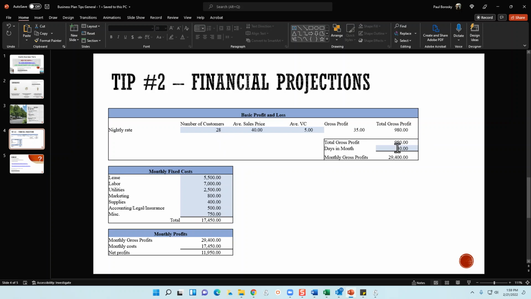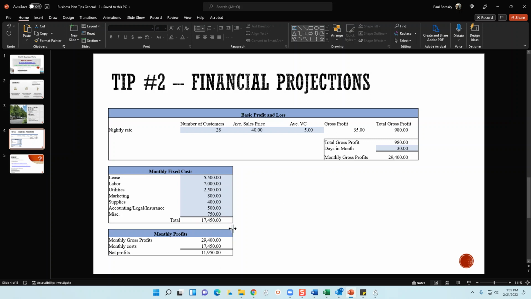RV parks, from my experience, are going to be open every day. You're not going to kick people out on Saturdays and open the doors back on Mondays. So we're going to be operating 30 days a month. We'll multiply that 30 by 980, which gives us total gross monthly profits of $29,400.